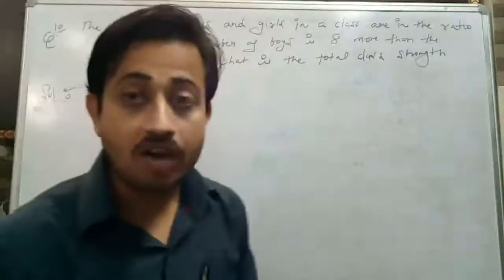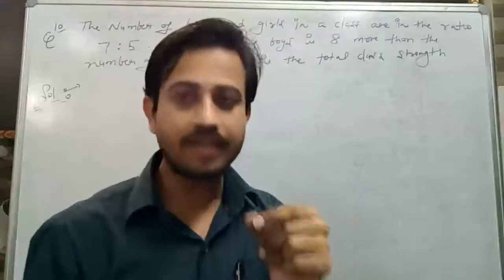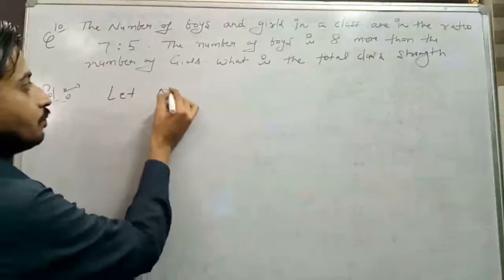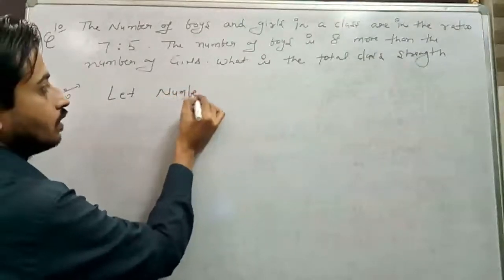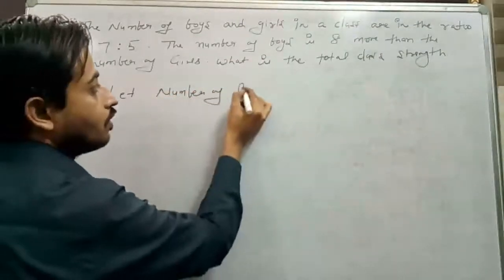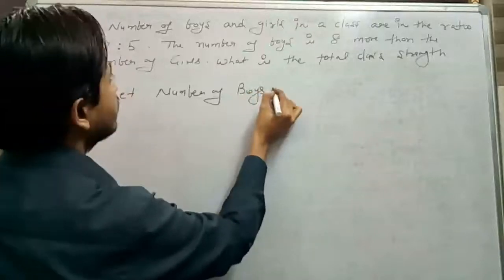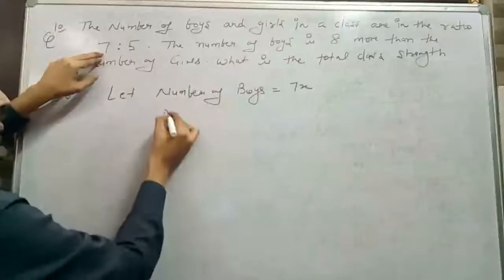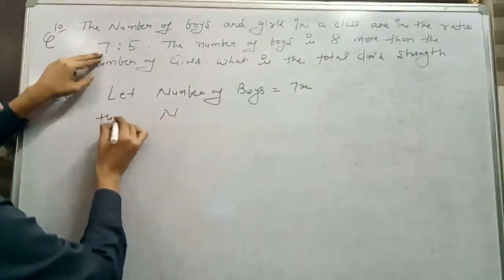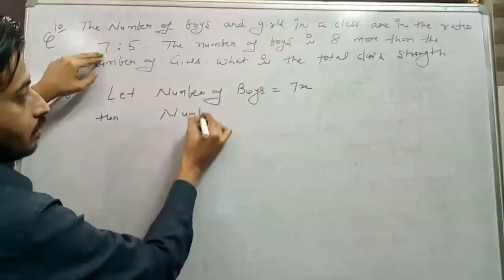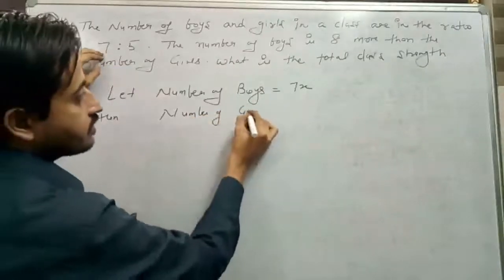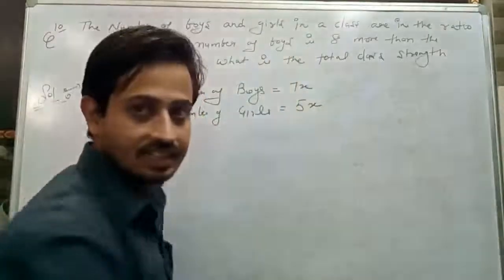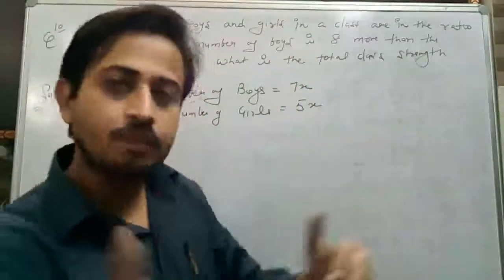7 ratio 5. So we have to take: let the number of boys be 7x, then the number of girls be 5x. Now read the next part of the statement.